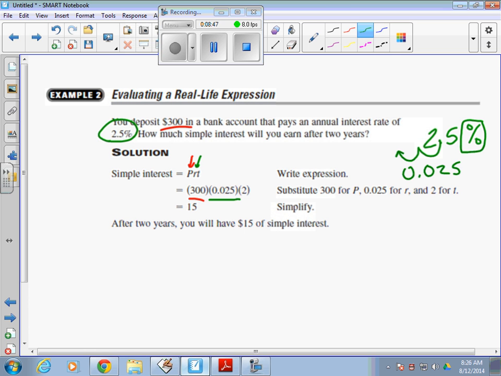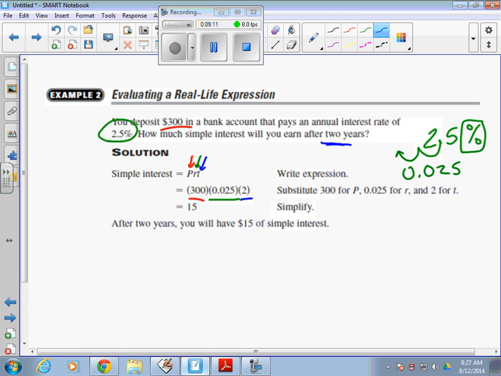And then the last one says, how much simple interest will you earn after 2 years? And T is the last variable that we are evaluating or substituting in. You can see 2 in place of there. When you multiply all 3 of those values together, 300 times 0.025 times 2, you get $15, which means after 2 years, you earned $15.